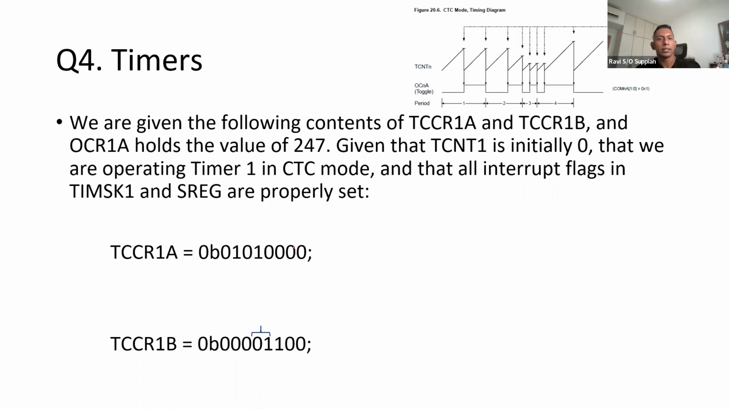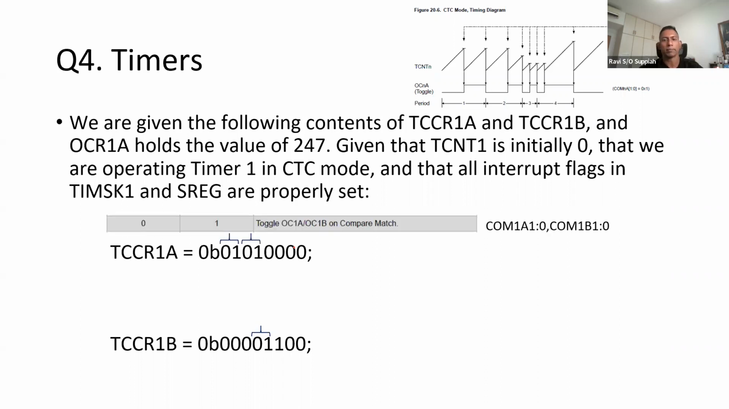Now let's look at this question here. We are given the following contents of TCCR1A and 1B, and OCR1A holds the value of 247. Given that TCNT1 is initially 0 and you're operating in CTC mode, and all interrupt flags are set properly. So these are the register configurations TCCR1A and TCCR1B. First, let's look at these two registers and understand what these bits mean.